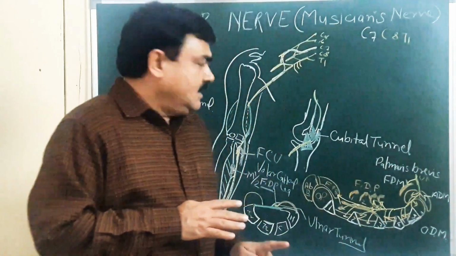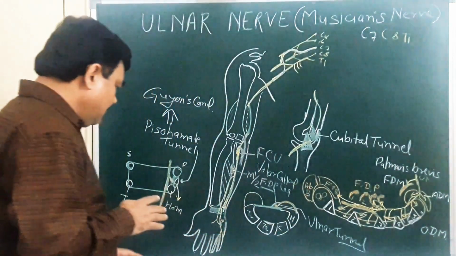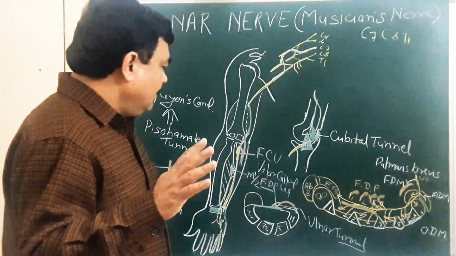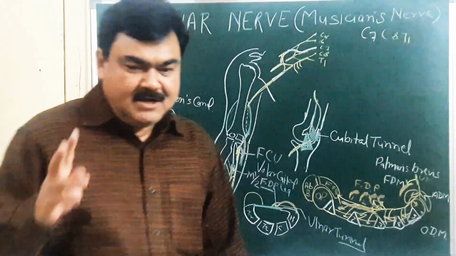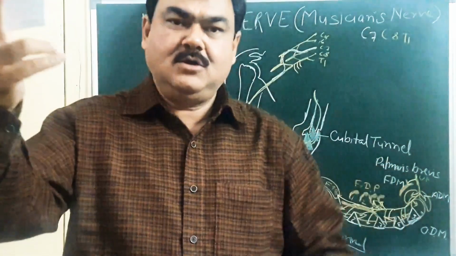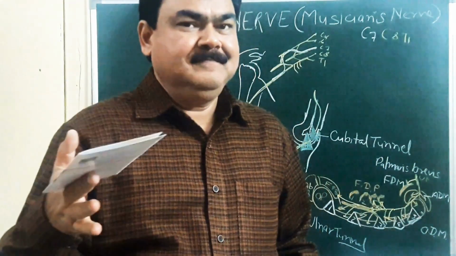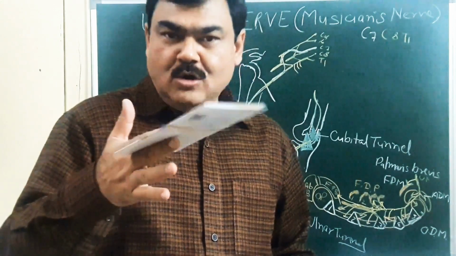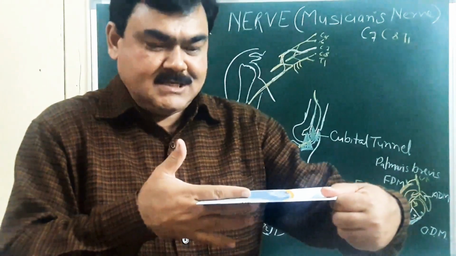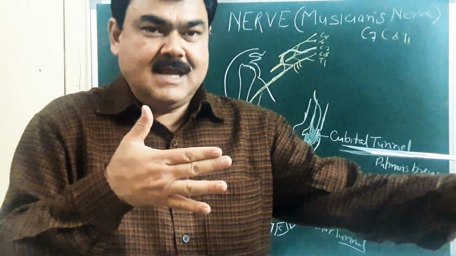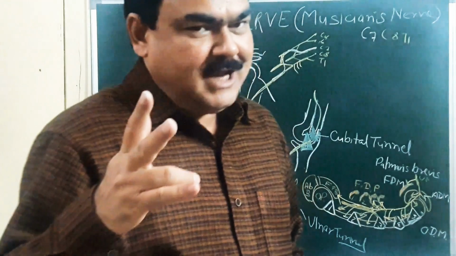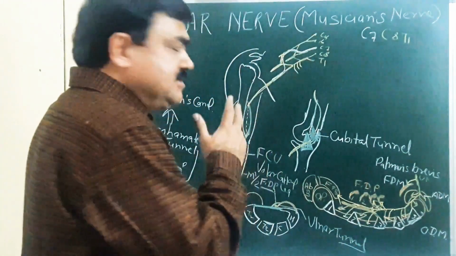And another thing, you can test this by asking the patient to hold a card between two fingers. This is the card test. The patient cannot hold it firmly. So you can check by pulling it like this. You can check the power of the palmar interossei, which are supplied by this nerve.